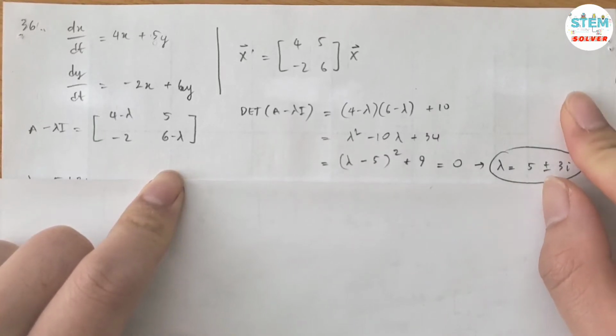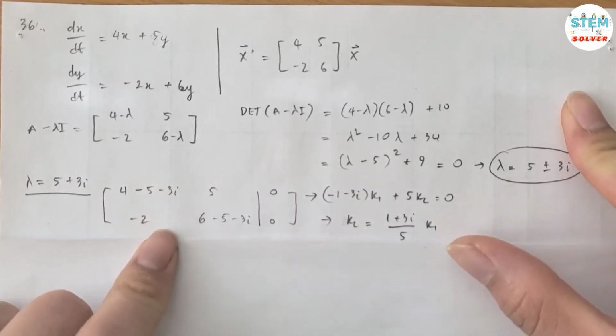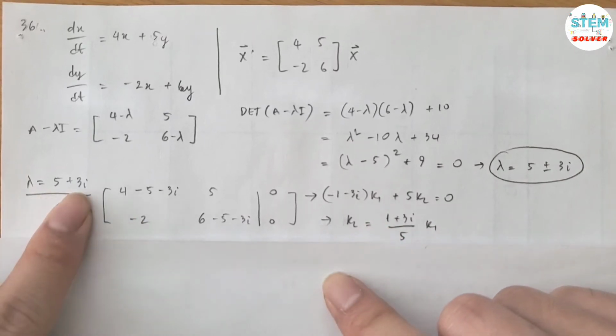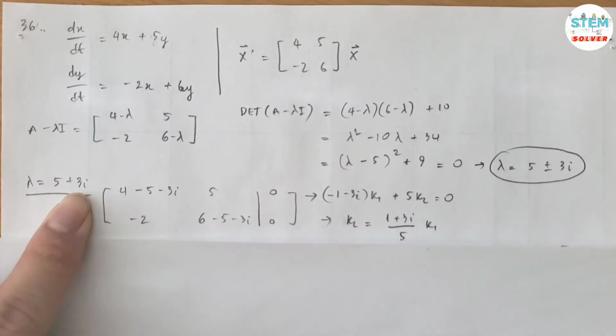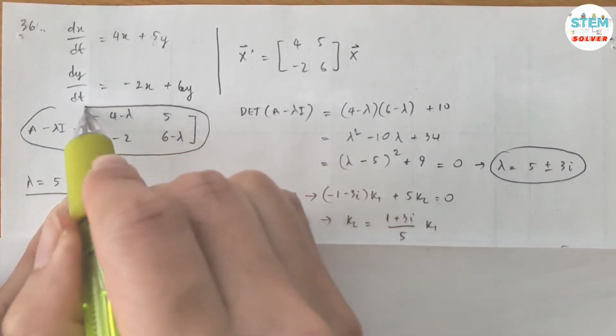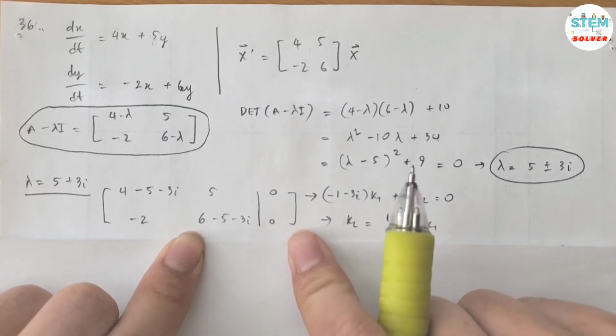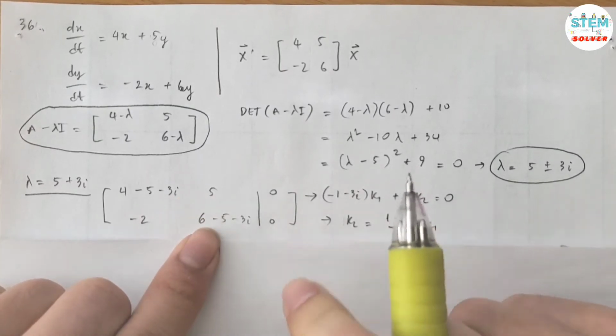Now let's find the eigenvector corresponding to those. Let's take a look at the case when lambda equals 5 plus 3i. Plug this into this matrix. That gives you this matrix. Okay, and then augment it with 0. Alright, so use either one of these equations to solve for the unknowns.